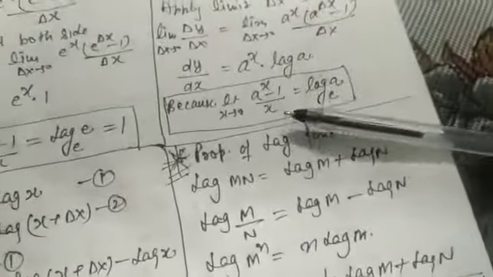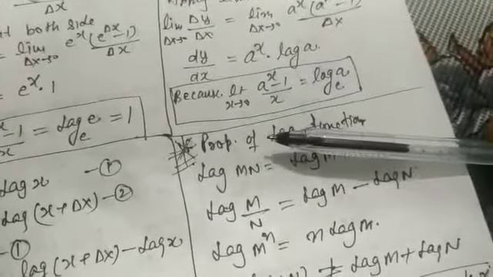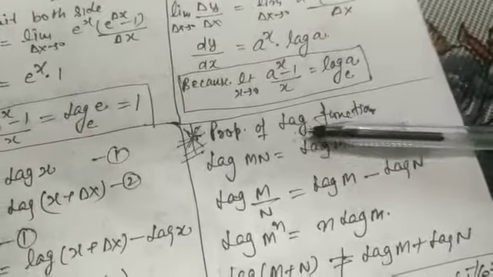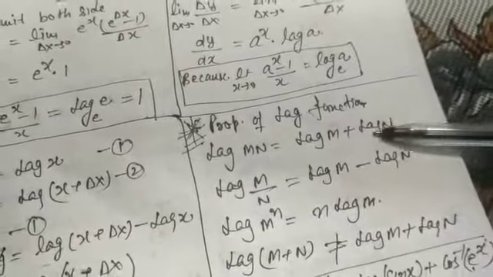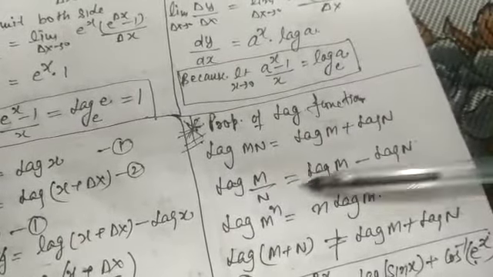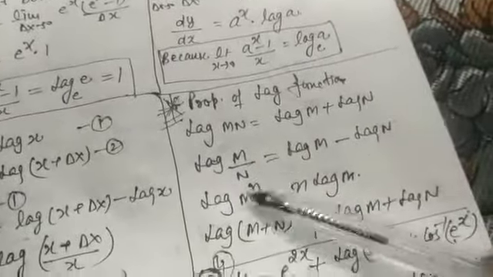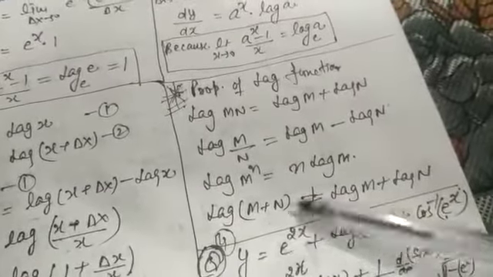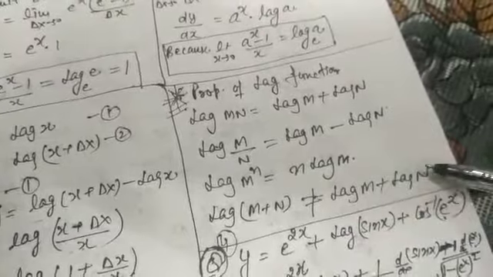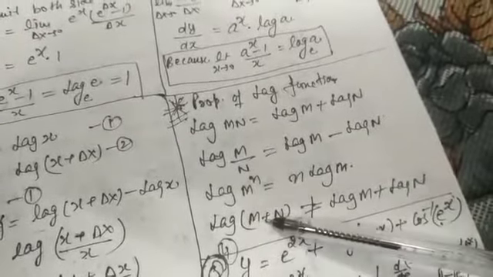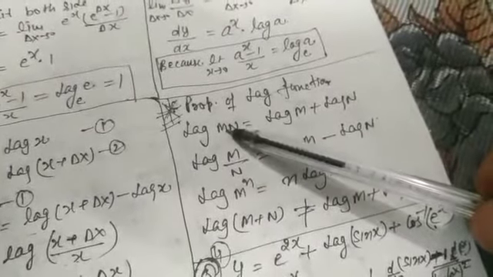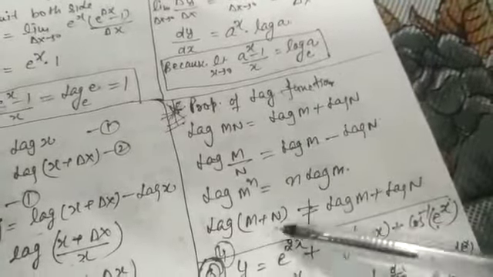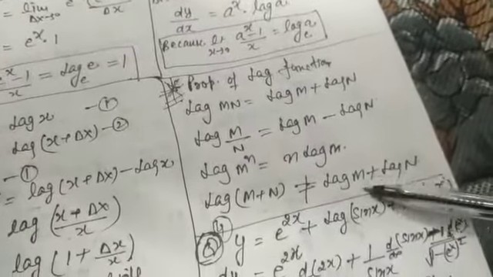Now here are the properties which were already discussed by us in class 11th. Log of m into n is log m plus log n. Log of m upon n is log m minus log n. Log of m to the power n is equal to n log m. Log of m plus n is not equal to log m plus log n. Remember, it is plus and it is product. In the case of a product, the log breaks, but in the case of addition, this property will not exist.